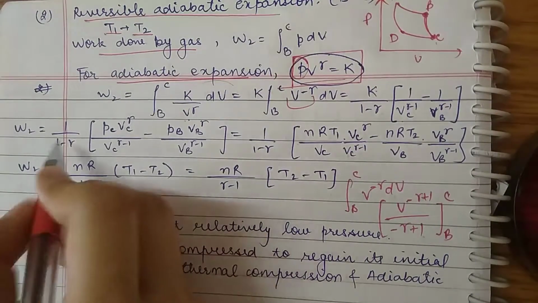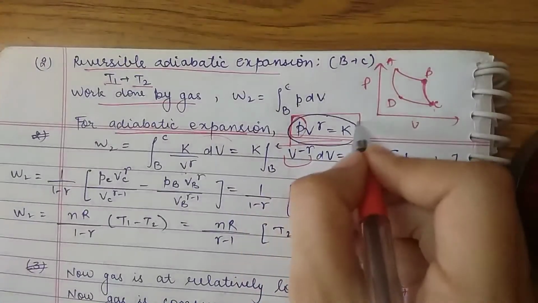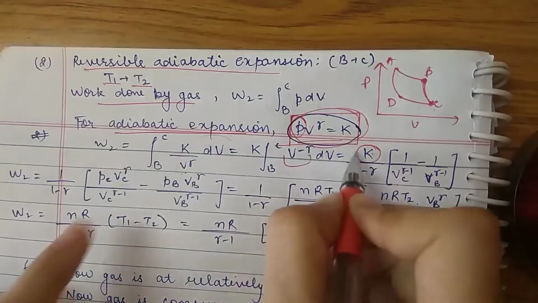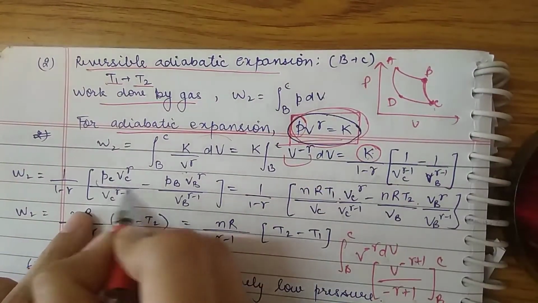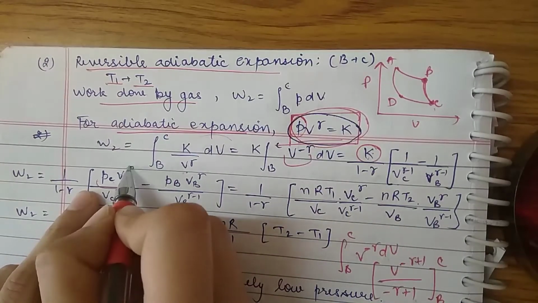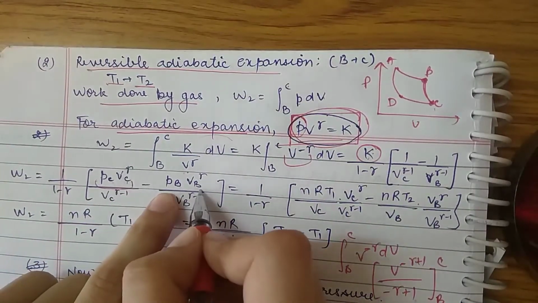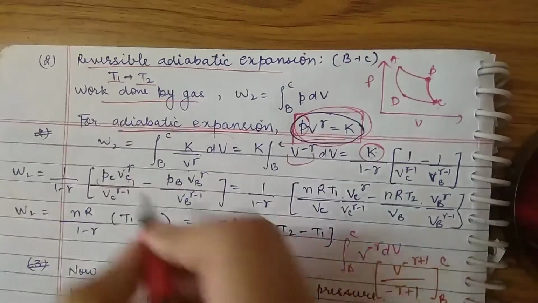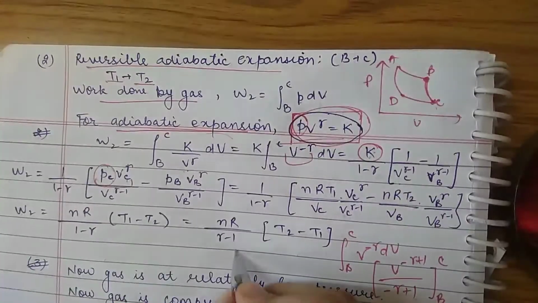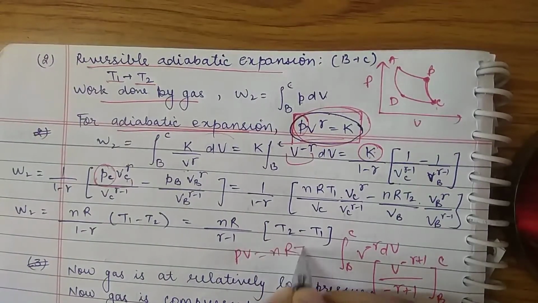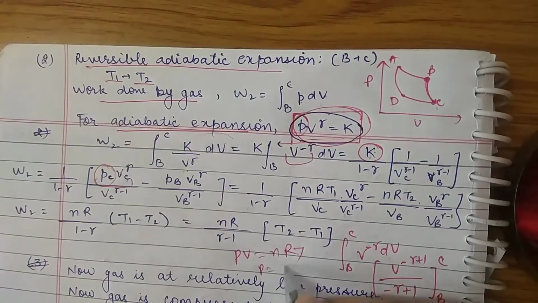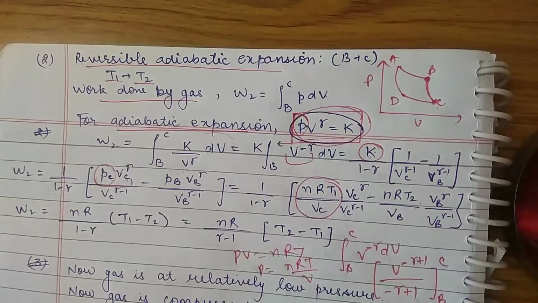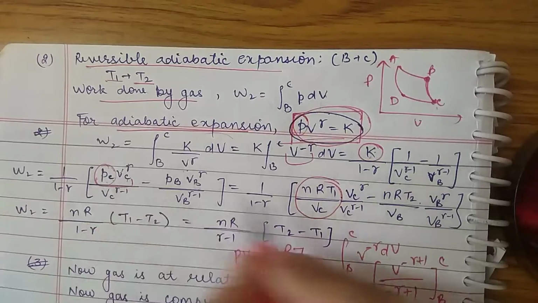Now, using this relation again, we can substitute the value of K. So we can substitute PC Vc raised to power gamma minus PB Vb raised to power gamma. And now we know that PV is equal to nRT. So from here we will substitute the value of P as nRT upon V, as I've shown here.